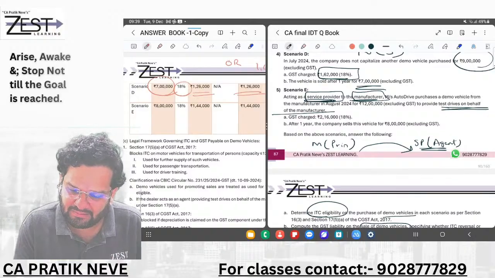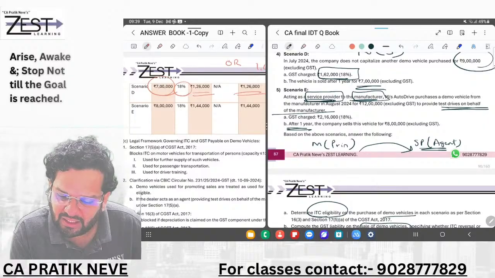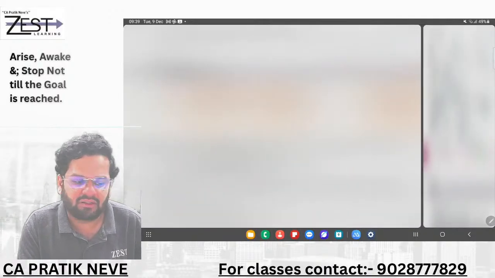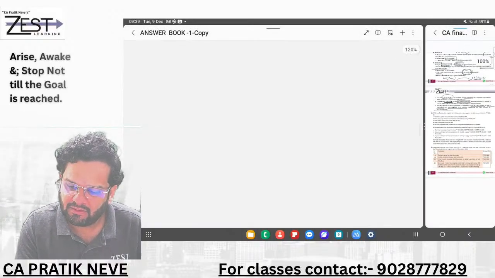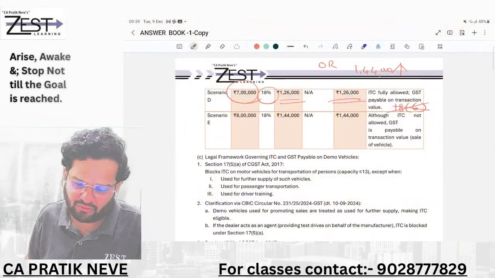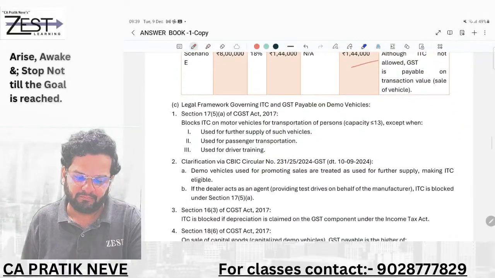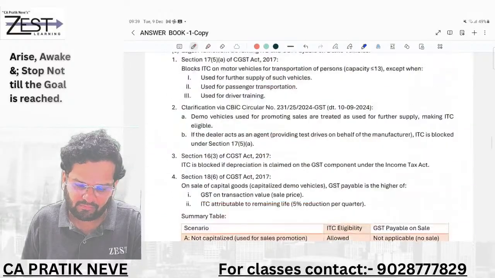And lastly, in this scenario E, after 1 year, that agent is selling the vehicle for 8 lakhs. So on 8 lakhs, whatever is the GST, that becomes payable. That GST is at 18%. So that 1,44,000 becomes payable. Clear? Yes, sir.